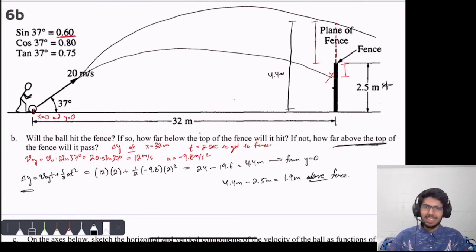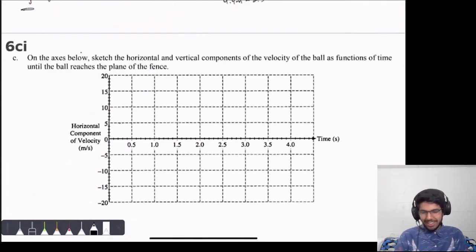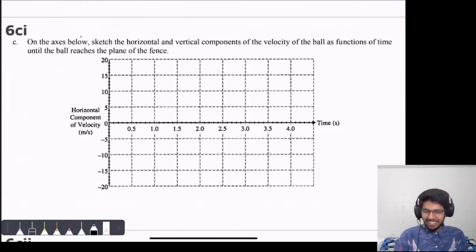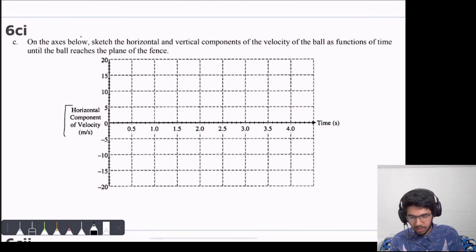Cool. So that's part B. Part C, I. On the axes below, sketch the horizontal and vertical components of the velocity of the ball as functions of time until the ball reaches the plane of the fence. So now we're just doing the horizontal component with time.